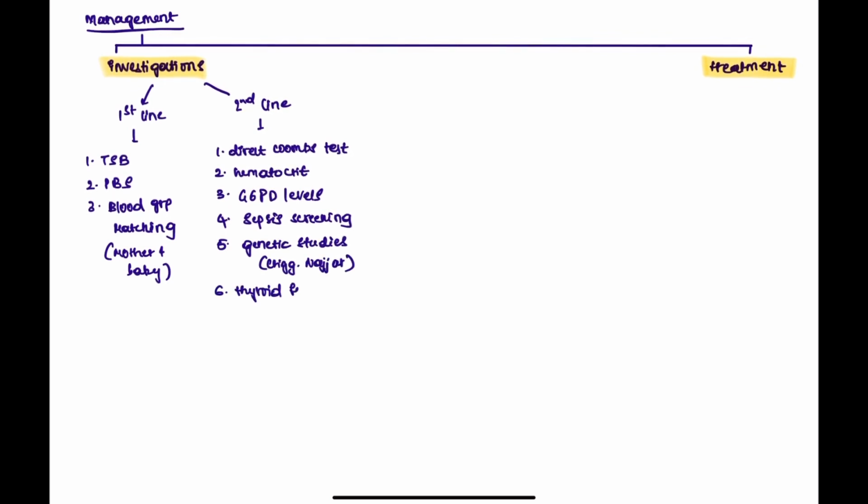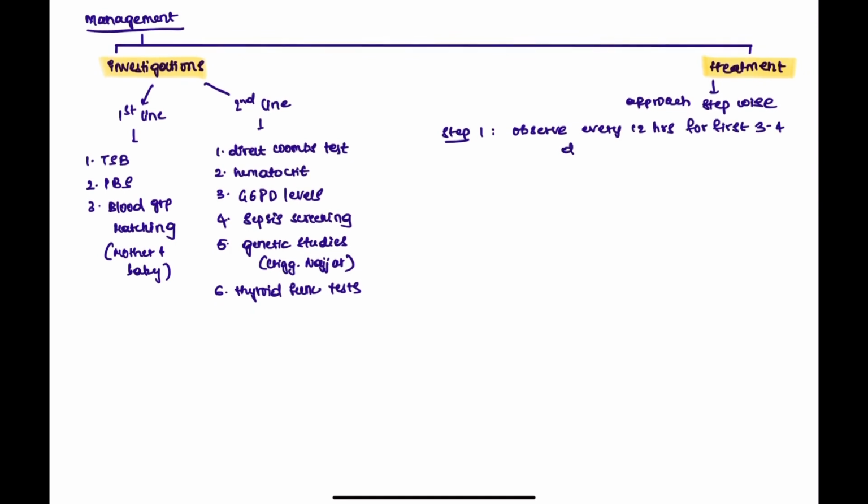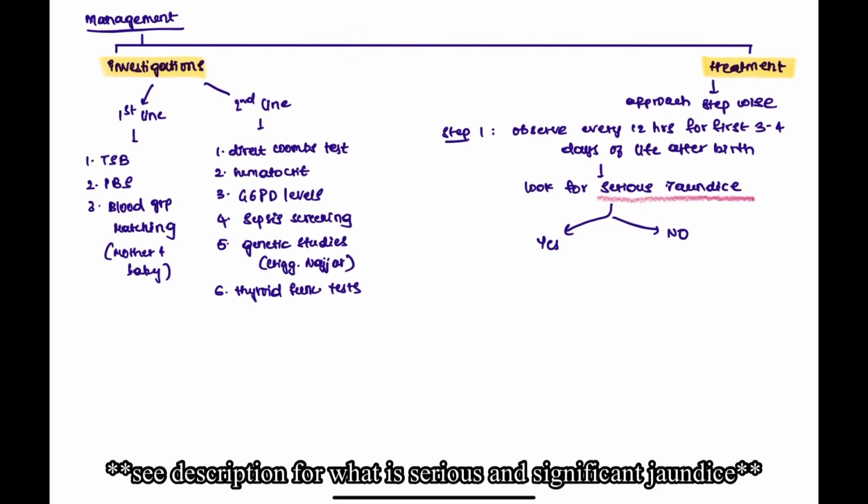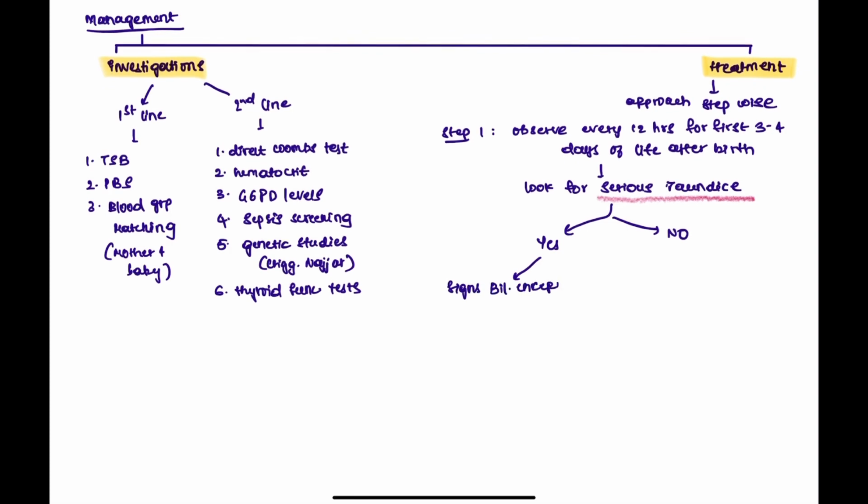Then coming to the treatment of newborn jaundice, treatment is always in a stepwise approach. Once the baby is born, we observe the baby once every 12 hours for the first 3 to 4 days of life. So what do we observe first? Initially we have to look for any serious jaundice. If there are any signs of serious jaundice, then we have to observe for any signs of bilirubin encephalopathy. If there are signs of bilirubin encephalopathy, then we have to immediately start the exchange transfusion in the baby. If there are no signs of bilirubin encephalopathy, treatment is still essential and we have to start the phototherapy.